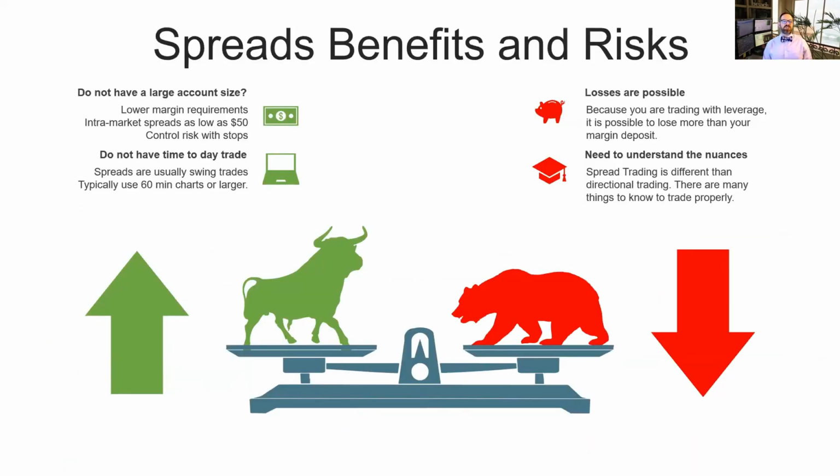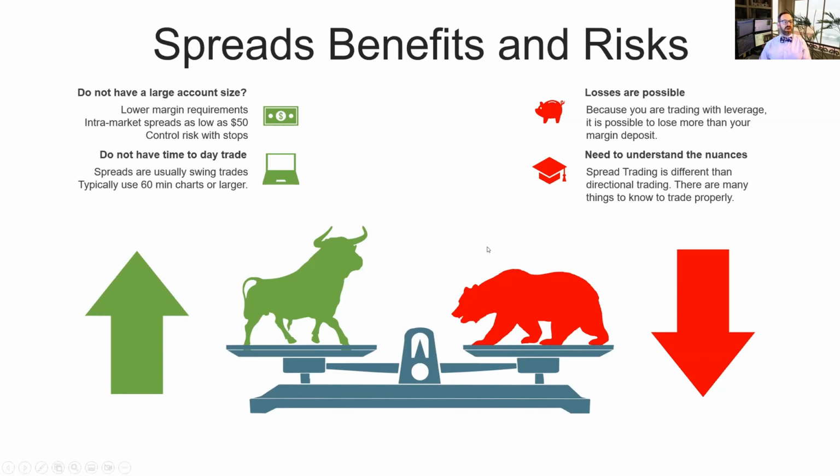If you don't have a large account size, spread trading might be for you because intra-market spreads can be as low as $50, and you can control your risk with stop losses, and you always should. No matter what I'm trading, the risk is never zero, so we have to make sure we protect ourselves. The name of the report is Commitment of Traders, COT. TradeStation actually lets you chart it on the regular program. If you go to a weekly chart of a futures contract, you can bring it up as an indicator. So that's kind of cool.